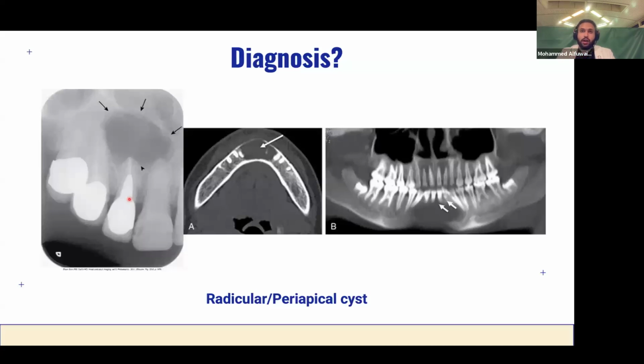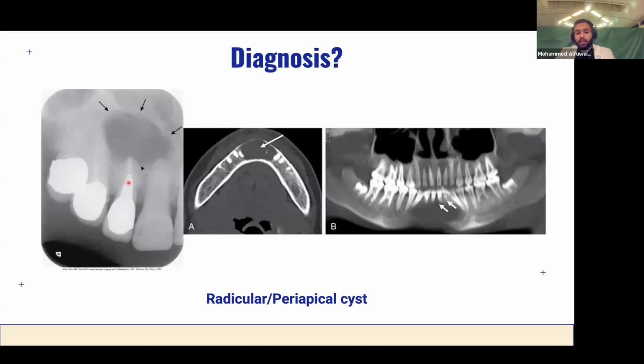or around the teeth. This is periapical. It's right next to the apex of the teeth, which is this point over here. And it's usually because of pulpitis, which is inflammation of the dental pulp.